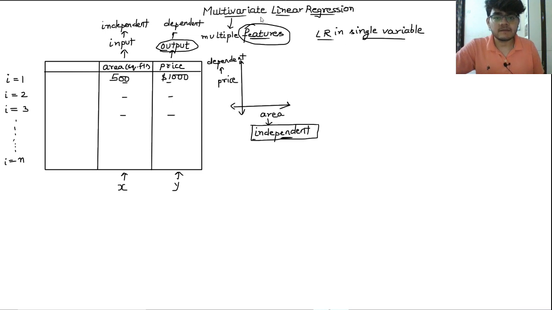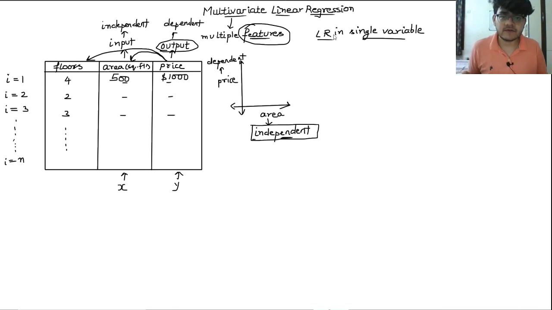Now we're going to see what will happen if you have multiple variables. So let's say I have one more independent variable, which is, let's say, the number of floors. So let's say we have 4 floors here, then 2, then 3, and so on. So now the output, which is the price, depends on area as well as the number of floors. So in this case, we have multiple variables or multiple features. That's why we call it multivariate linear regression, right?